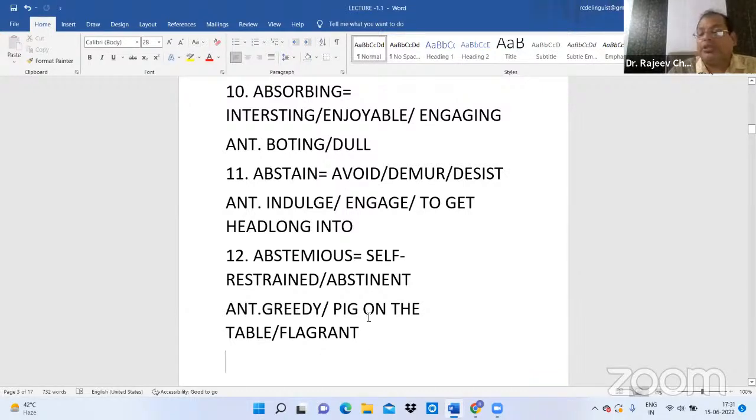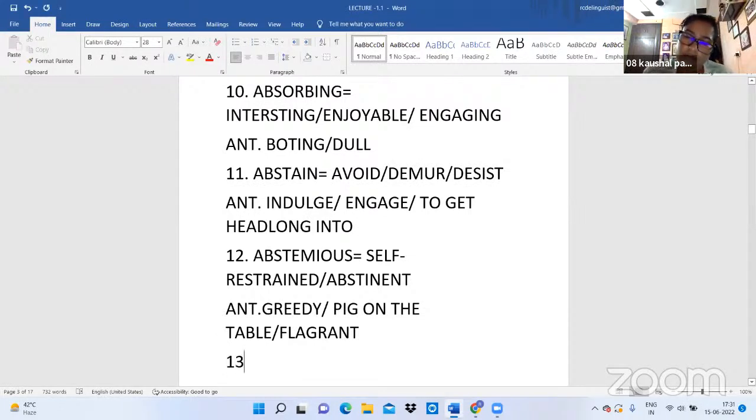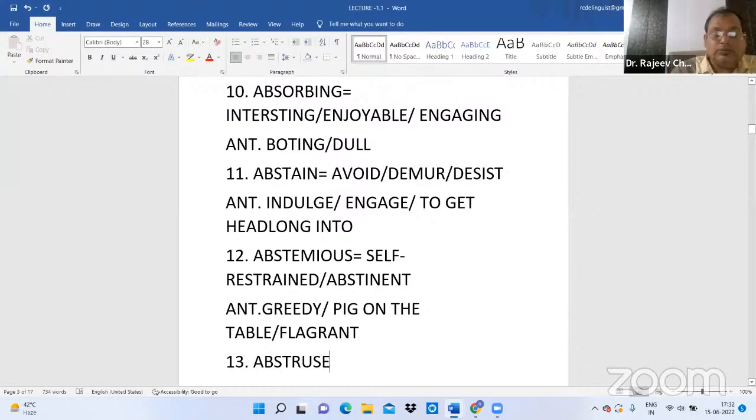Should I give more, three more? No? We can do, sir. We can do 15, above 15. Okay. 15. Abstruse. Abstruse means bahut hi kathin, intricate, complex, you could say. Abstruse, perplexing or puzzling.